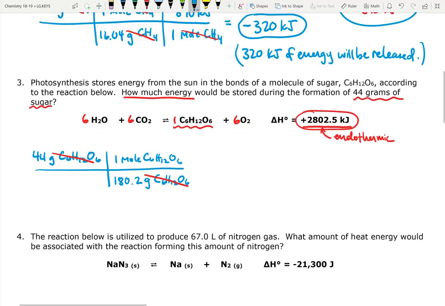That's converted into moles, and then we're going to relate the 1 mole of our sugar to our delta H value, our heat being required or heat being absorbed. A gain of 2,802.5 kilojoules for every 1 mole of sugar that you make. Right? And again, our units cancel out nicely because of how we organized our problem.